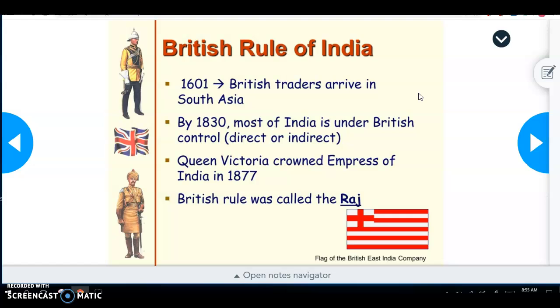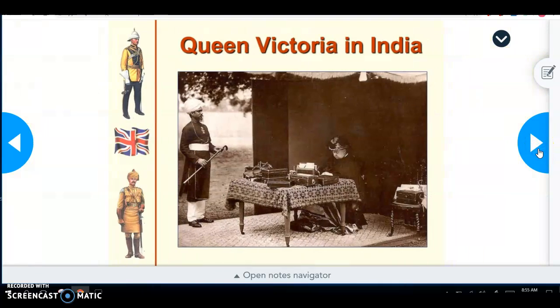And direct or indirect means that either direct control means that everything comes straight from London or the Queen, and then indirect means that there's some portions of South Asia where they got to rule themselves, kind of like the 13 colonies. Queen Victoria was crowned Empress of India in 1877, and the British rule was called the Raj, which is one of your vocabulary words. So here's a picture of Queen Victoria doing her duties in India.